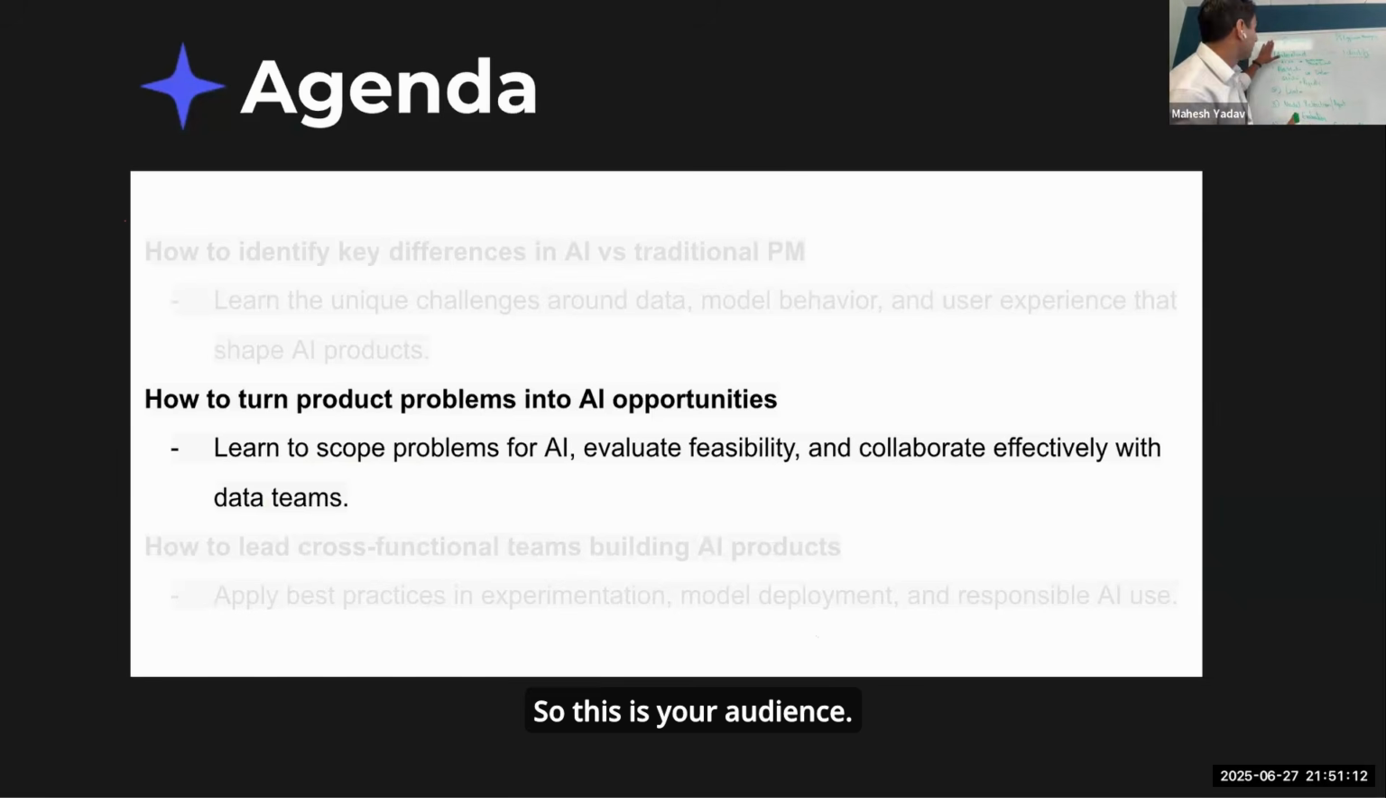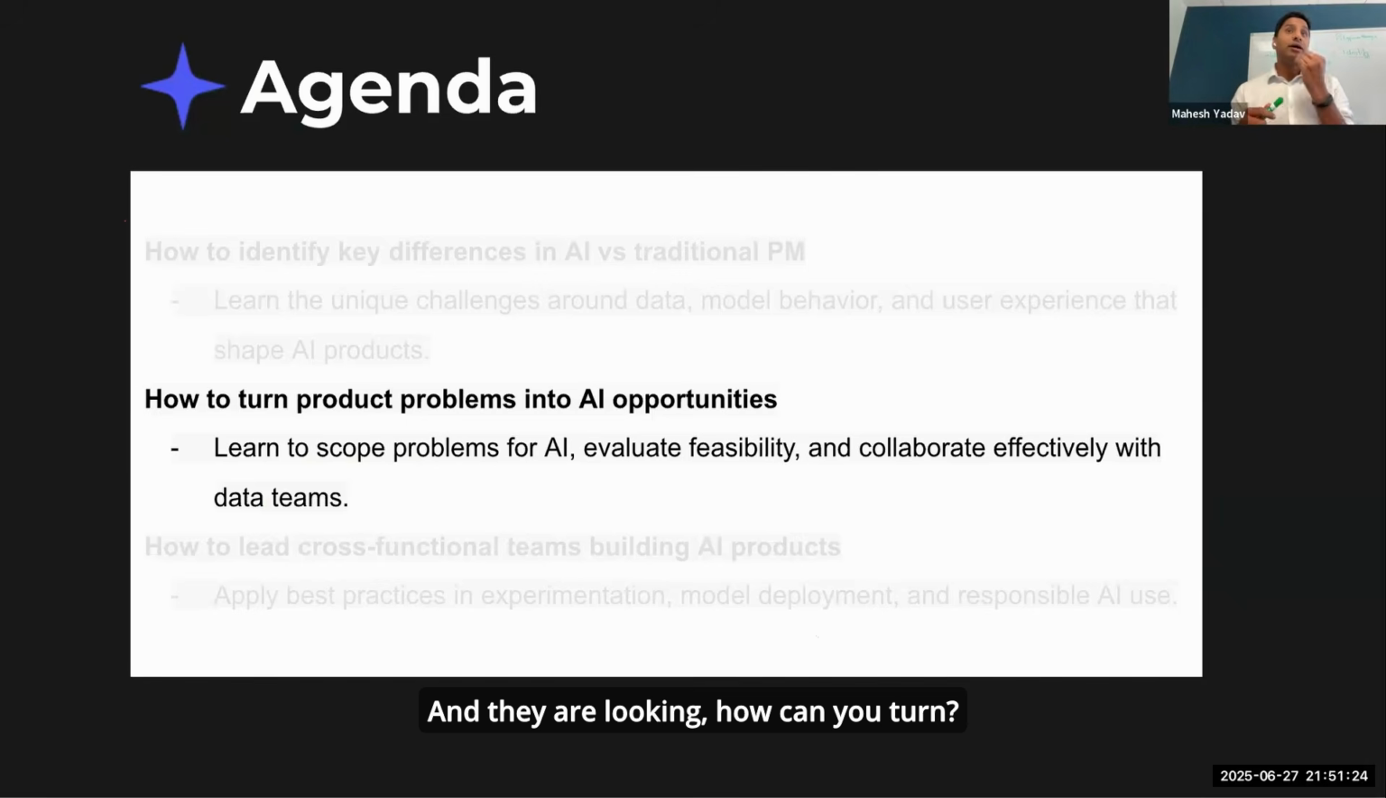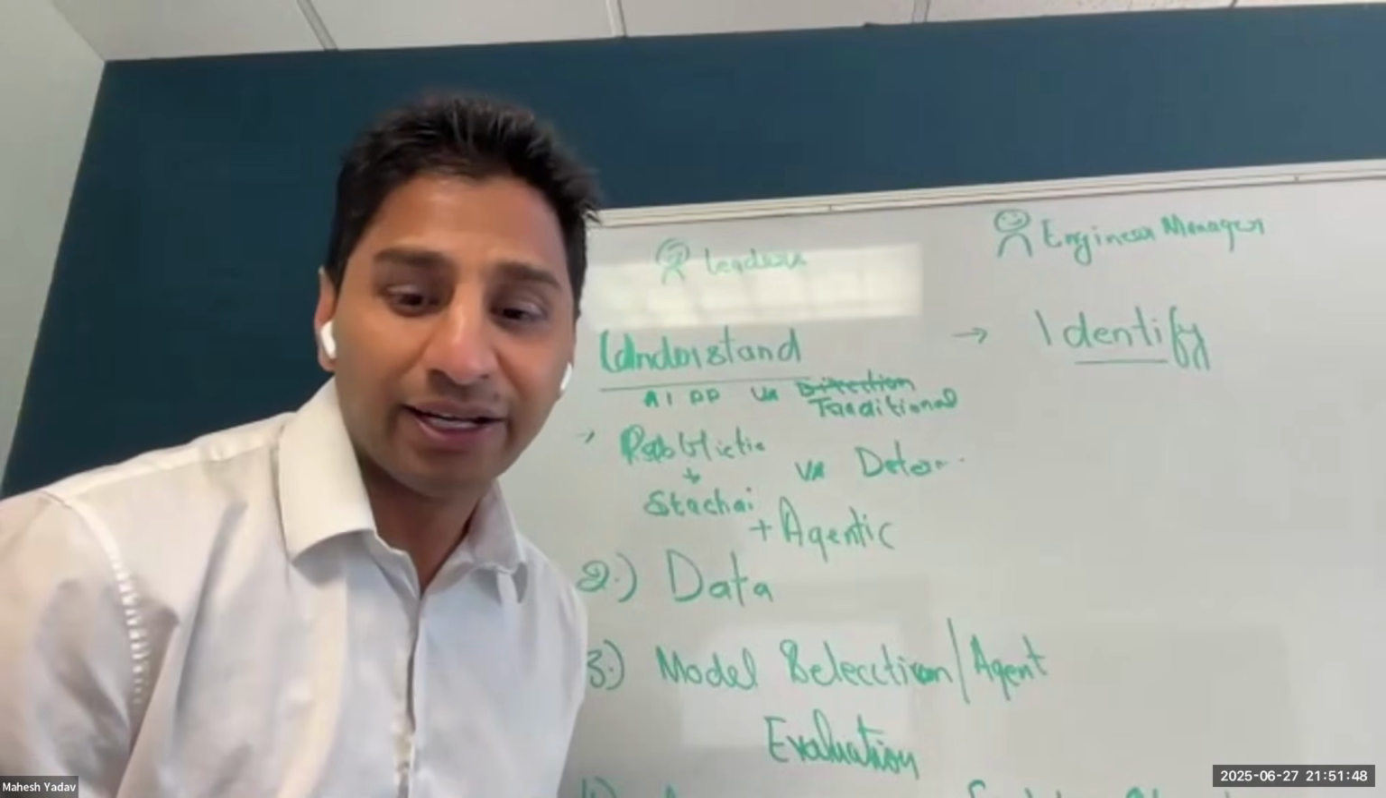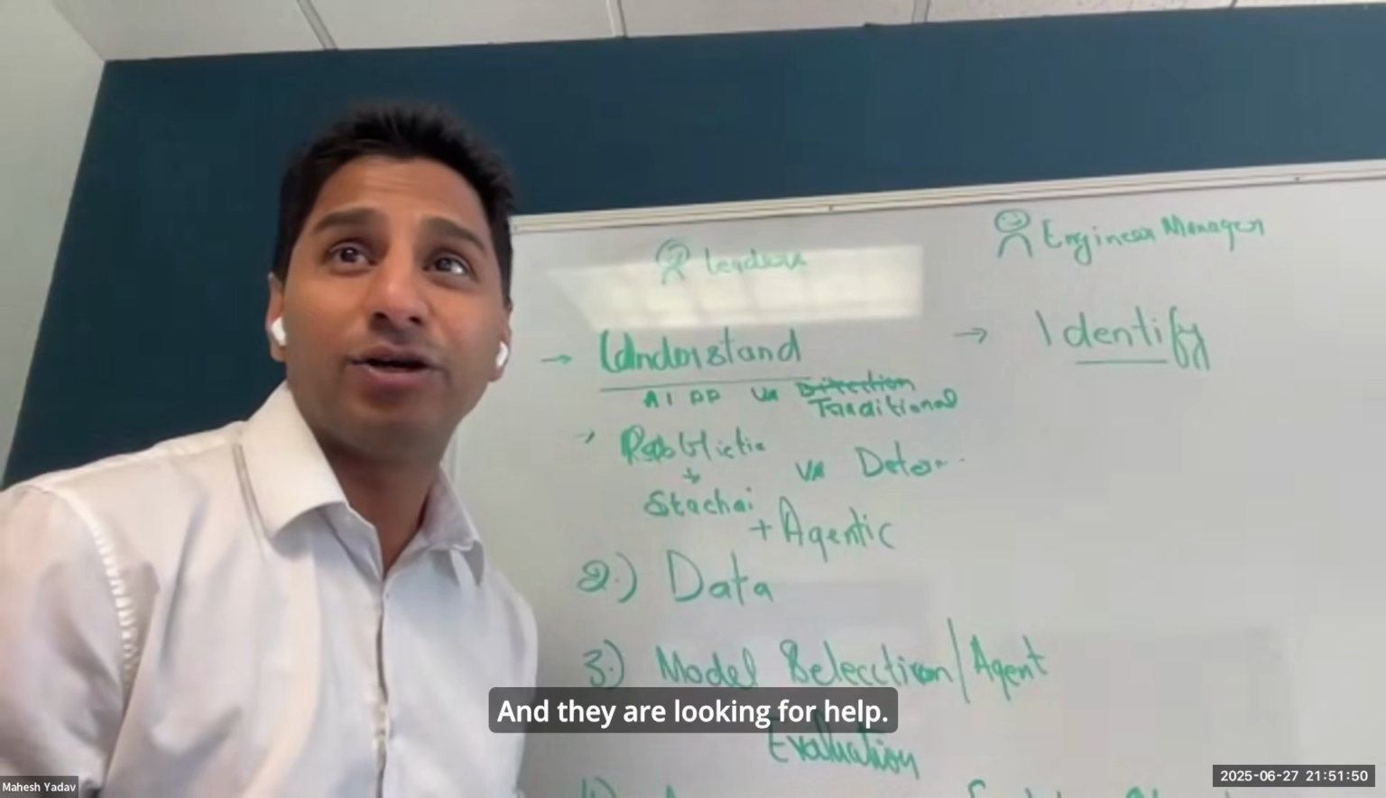So this is your audience: your leaders, your strategic partners, other PMs. If they are interviewing you, they're looking for these muscles. The next muscle people are looking for is your engineering partners, and they are looking at how you can turn the ideas and domain knowledge you have, and what you have figured out needs to be built, into building it in AI. Now you have engineering partners and they are looking for help.